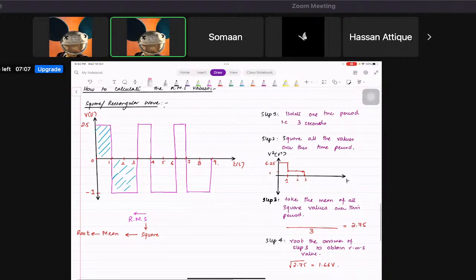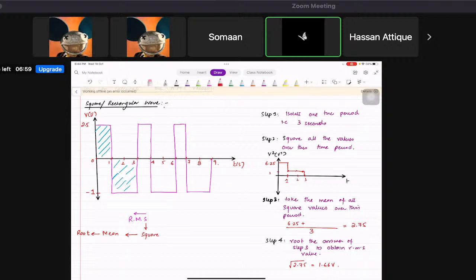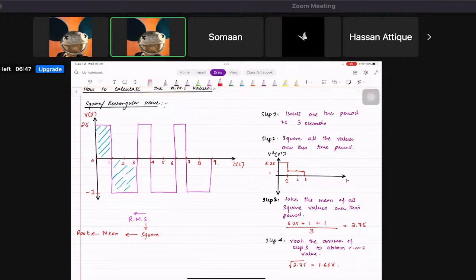In the first second, it was 6.25. In the second second, it was? 1. In the third second, it was? So now you get the answer. Do you understand? Yes. So for every second we have taken the voltage and divided by the number of seconds, that would give you the mean over the time, right? So that's how it is, right? Got my point?